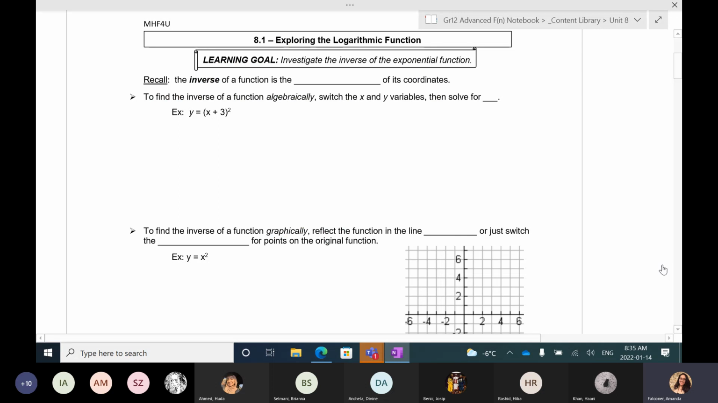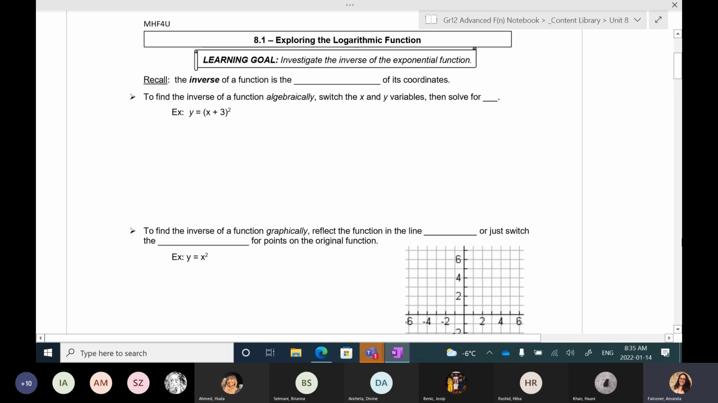Okay, so this is our new unit. And I just need to get this all. So I'm just getting my board plugged in, drawing board.